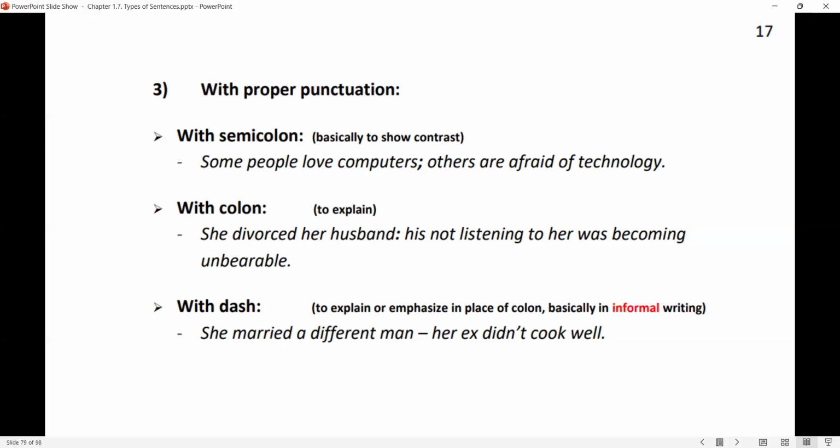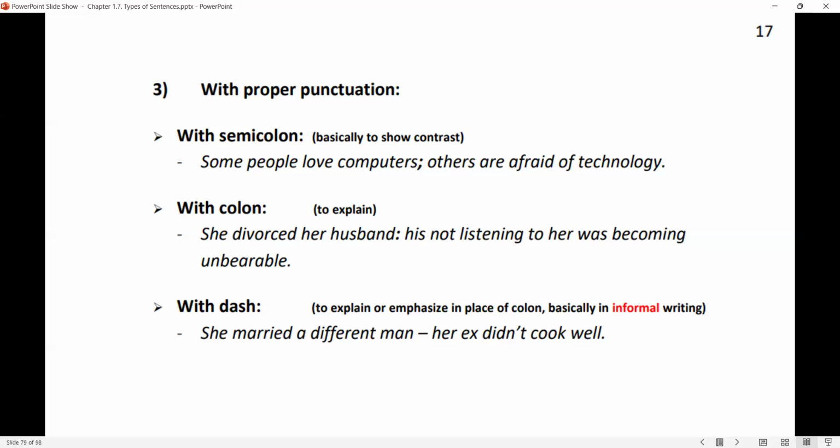Or with a colon, people explain more. She divorced her husband: Cullen. It means I'm going to give you more explanation. He's not listening to her: it was becoming unbearable. A dash is a line. A dash means I'm going to explain or emphasize something, and you can use it in place of a colon, basically in informal writing.